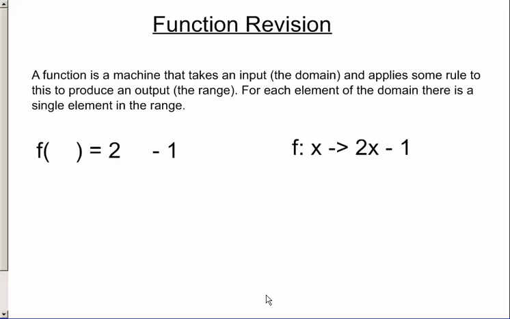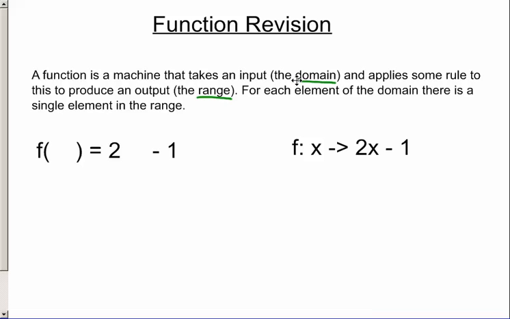How we use notation to represent a function. So remember, a function is a machine that takes some input, and that input is called the domain, and applies some rule to that input to produce an output, and the output is called the range. For each element of the domain, there is a single element in the range, and that's what makes it a function. So whatever we put in, we can only get one possible answer.